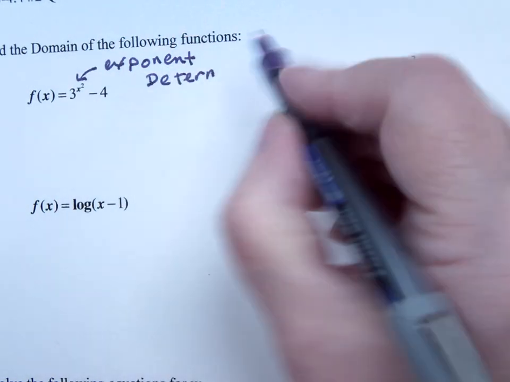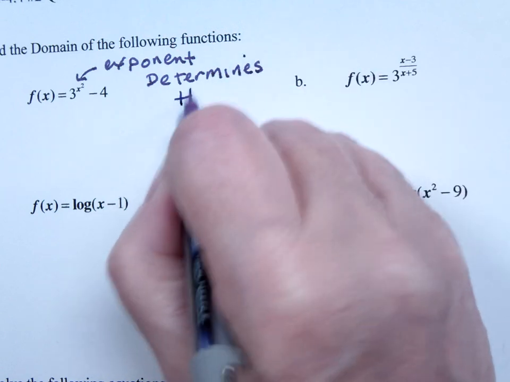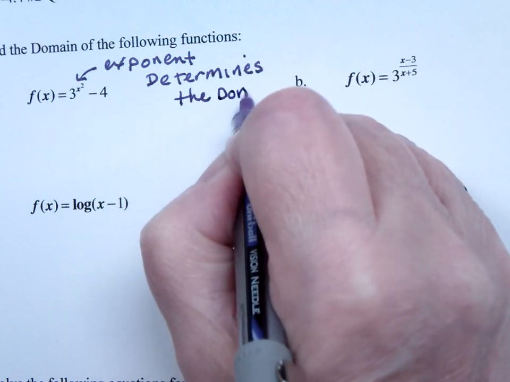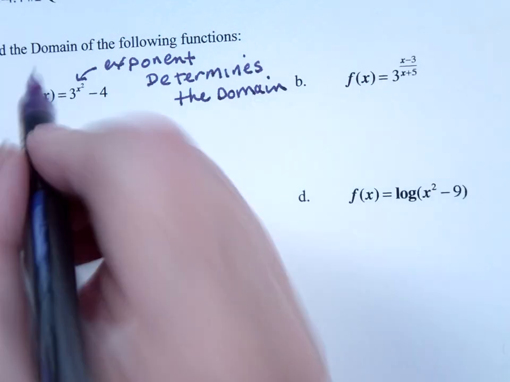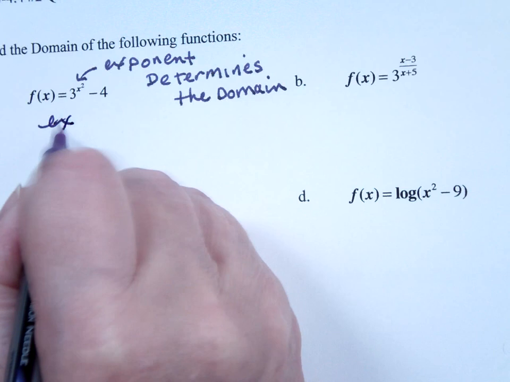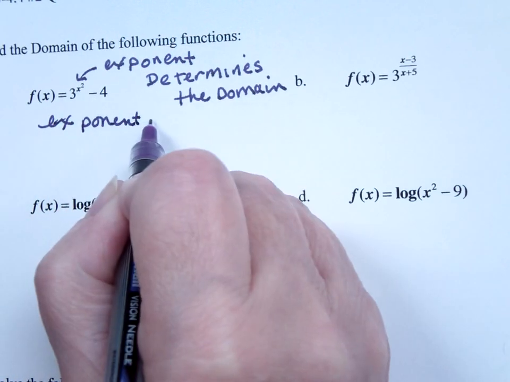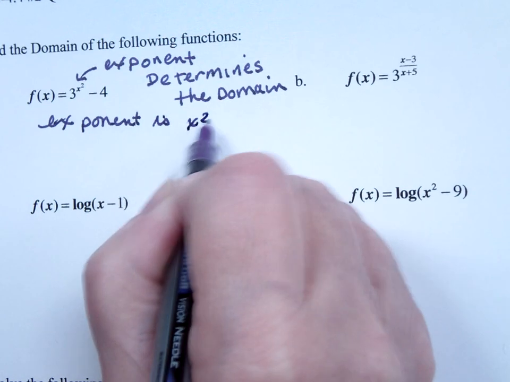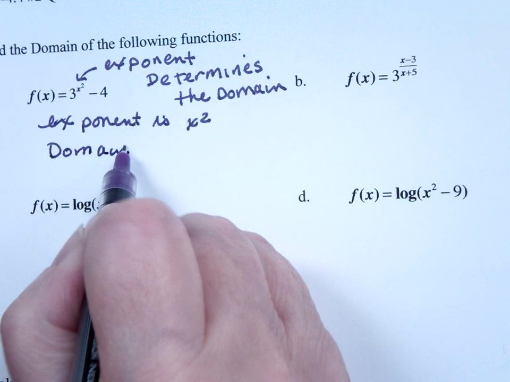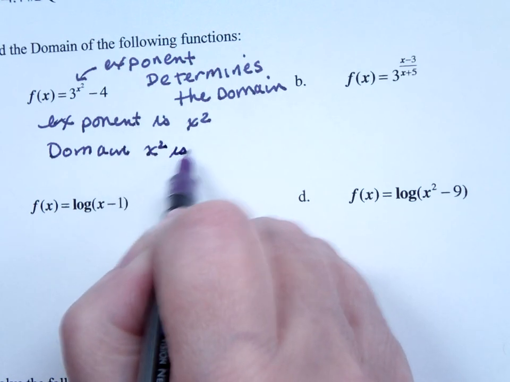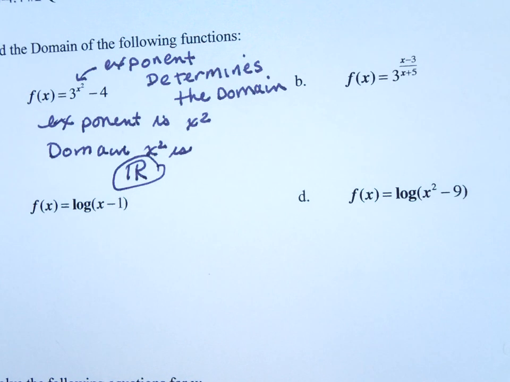The exponent determines the domain in this case. And I notice that the exponent is x squared, and the domain of x squared is all real numbers. So that says that is what the domain is.